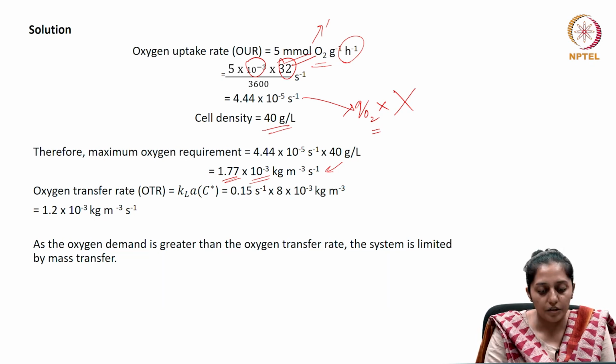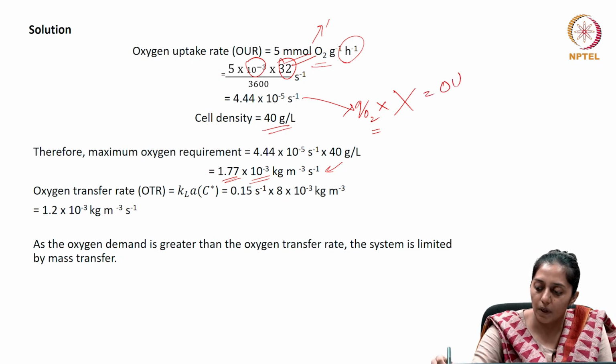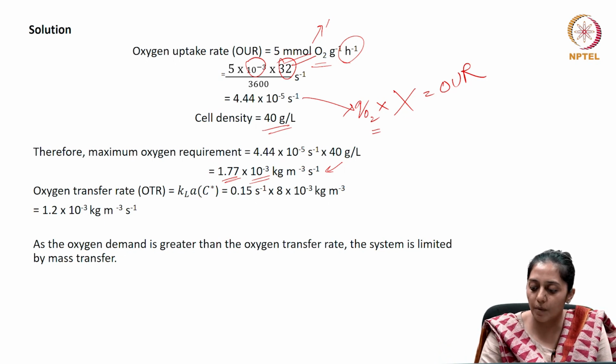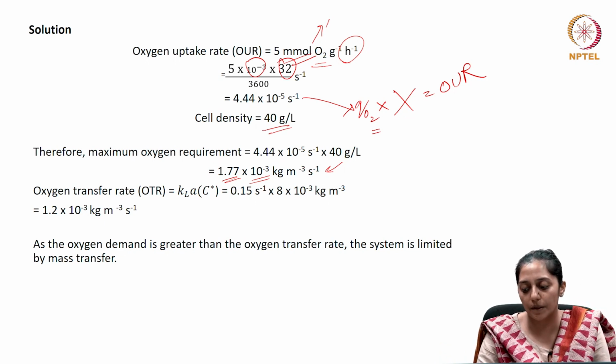Okay. So, this was OUR. Now, we need to find OTR. Maximum oxygen transfer rate can be what?